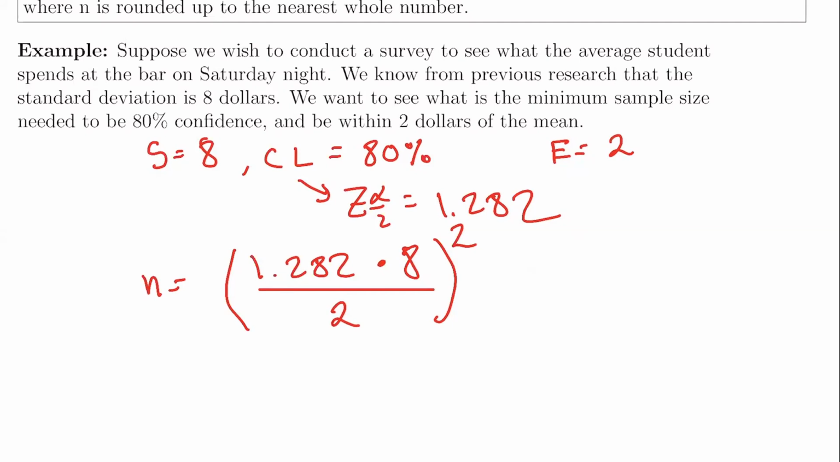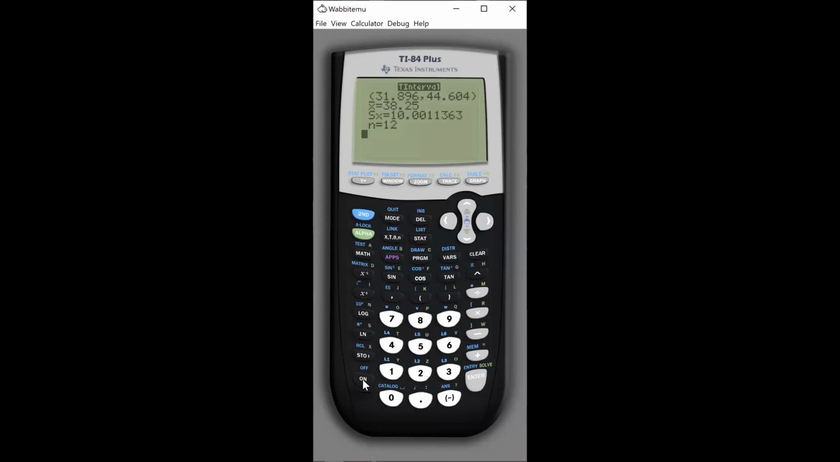Okay, so let me transfer over back to my calculator and let me just work it out. So for this one, you do want to use parentheses, because if you don't use parentheses, it will give you the wrong answer. So you do parentheses, 1.282 multiply by 8 divided by 2, close your parenthesis, put it to the second power, and we're done.